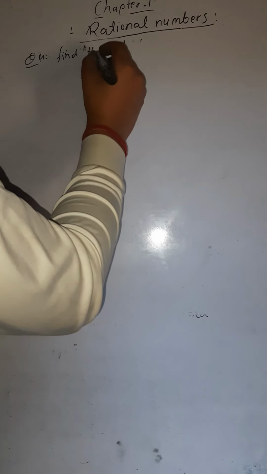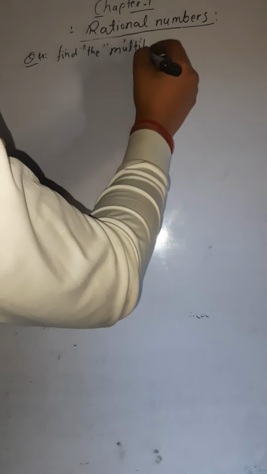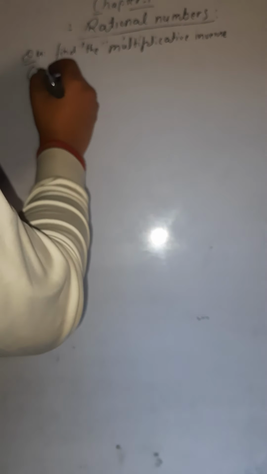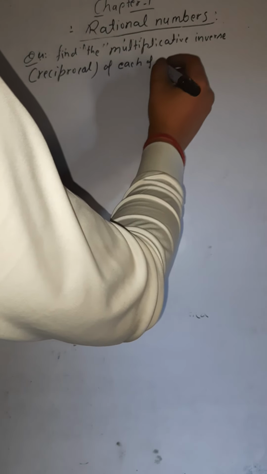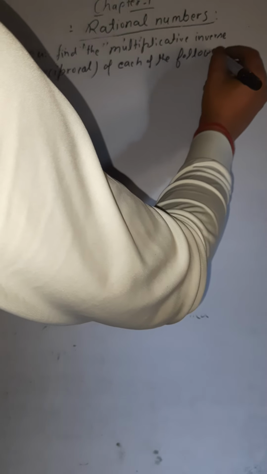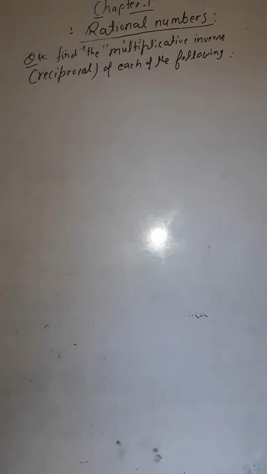Find the multiplicative inverse, also called reciprocal. What do we call it? Reciprocal. Let me write it here. Also known as reciprocal. Okay, find the multiplicative inverse or reciprocal of each of the following rational numbers. So I am going to give you some rational numbers, and you have to find their multiplicative inverse, also known as reciprocal.